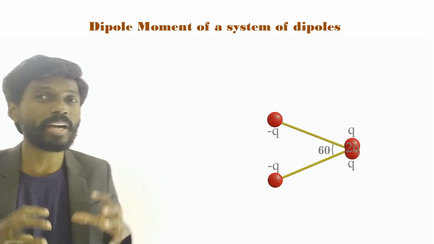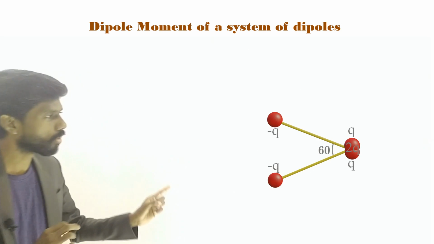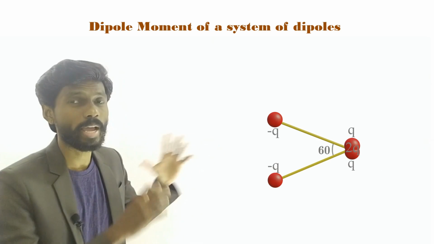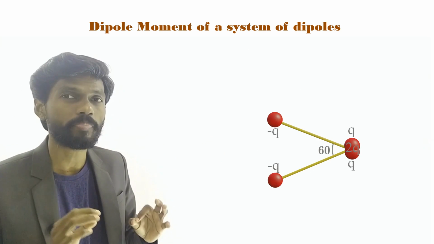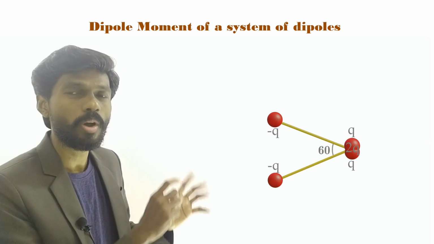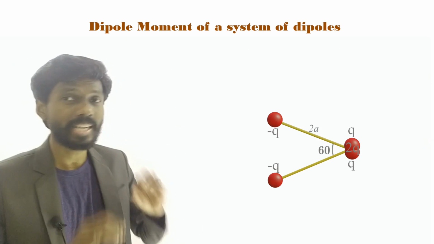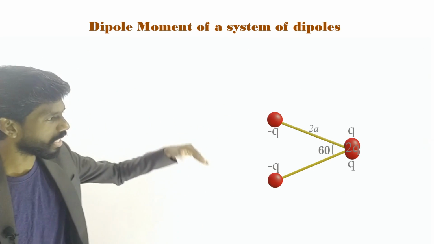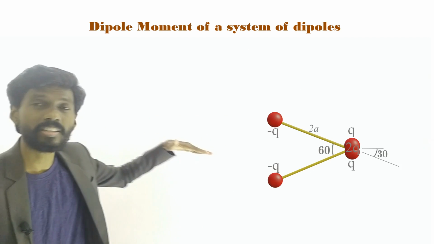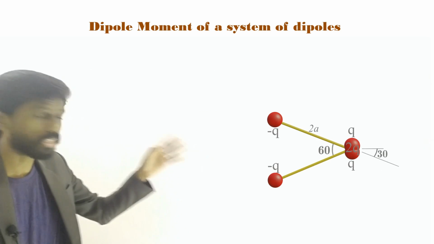So that means it will become a combination of two dipoles. Minus q, q, that is one dipole, and minus q, q, that is another dipole. So we will find the dipole moment due to these two dipoles separately and find the vector sum. What is the dipole moment due to that dipole? That is the charge q multiplied by the distance, which is 2a. But it has a direction. So what is the direction? This makes angle 30 degrees, as the total angle is 60. By symmetry, it makes angle 30 degrees with the horizontal. So this is the direction of the dipole moment due to the first dipole.